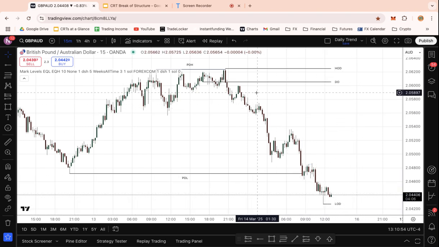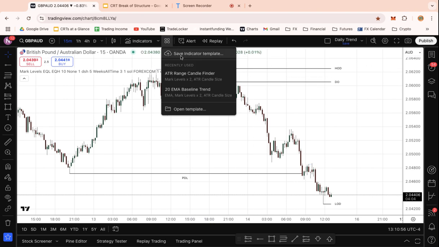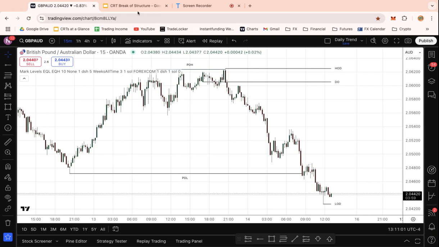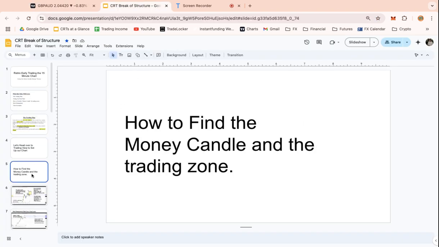And then just save this template. You just go there, click save indicator template, and save it. So you just have it there. So let's go back to our presentation.